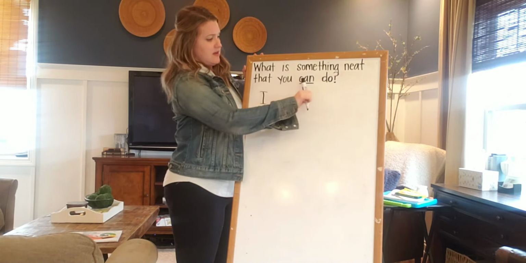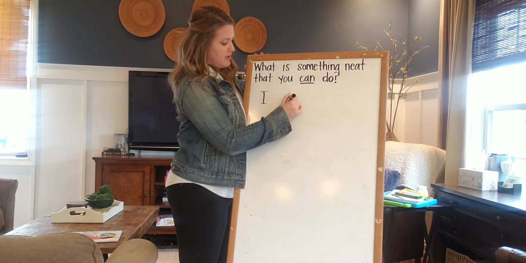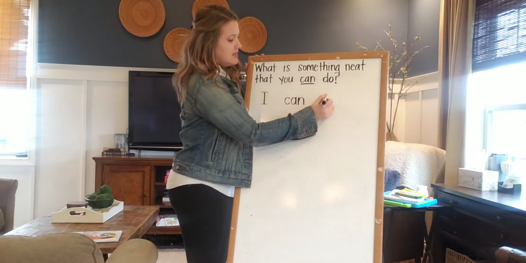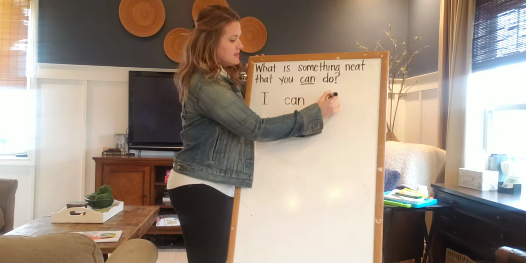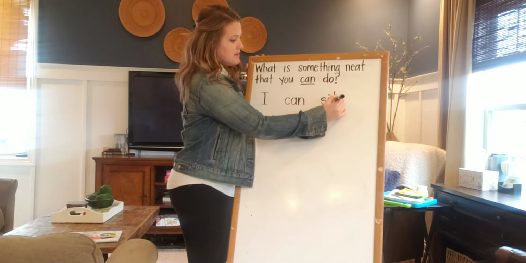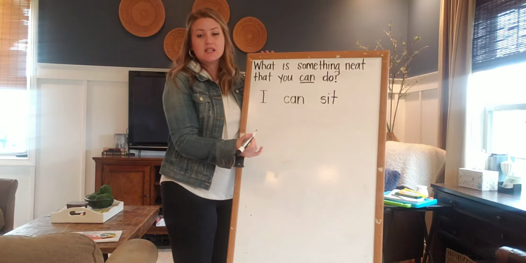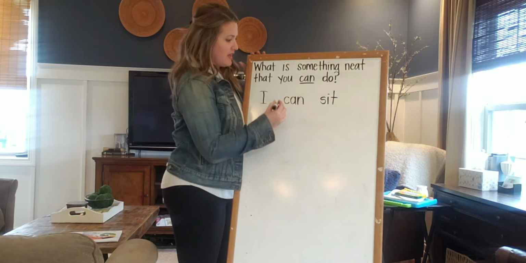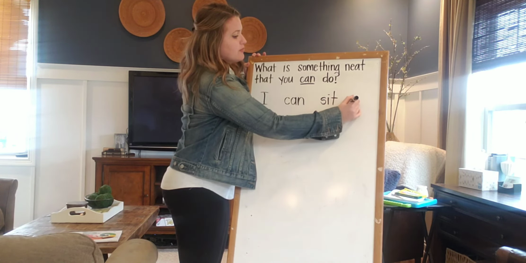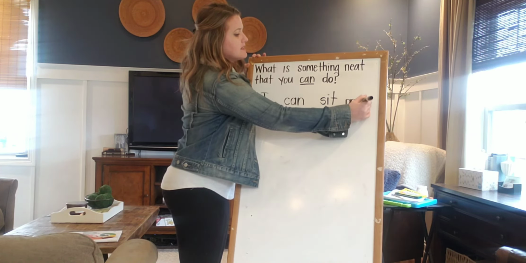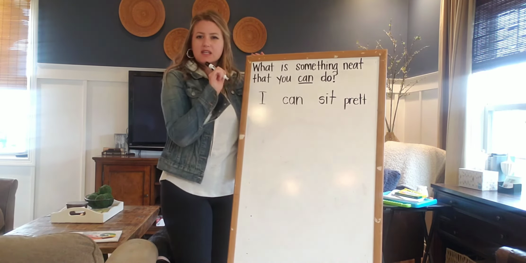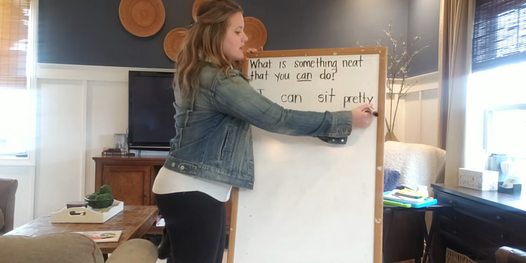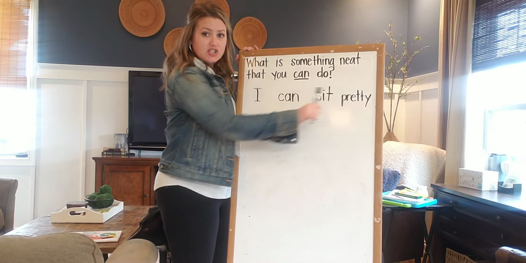I can. How do we spell can? C-A-N. I can sit. And we're going to say we can sit pretty. Because when she puts her paws up like this, off of the floor, we call that sit pretty. I can sit pret... And then what says E at the end of words? Tricky Y. I can sit pretty. And she could do a lot of things.